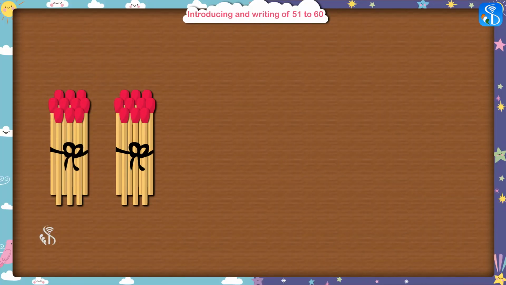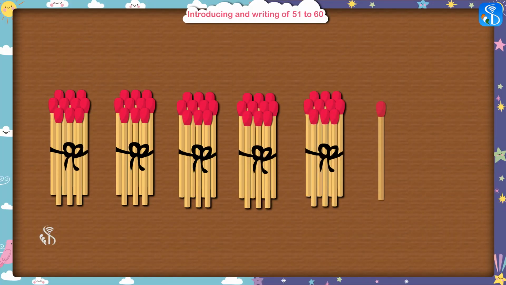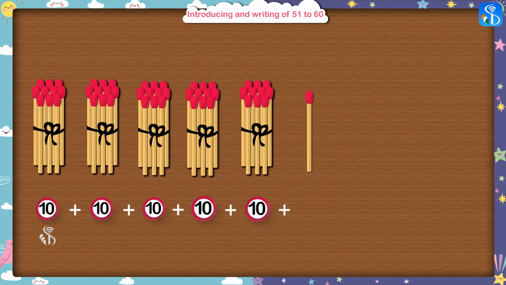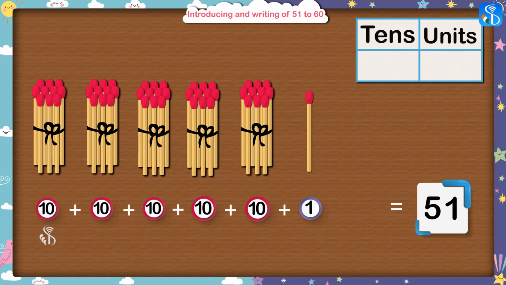I will make bundles of 10 matchsticks each. Look here, these are 5 bundles and this one is a single matchstick. Therefore, we can say 50 plus 1 is equal to 51. You can see 5 tens and 1 unit here.